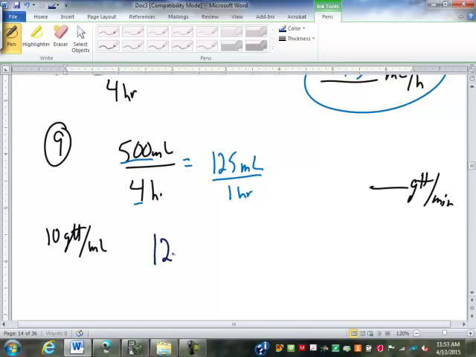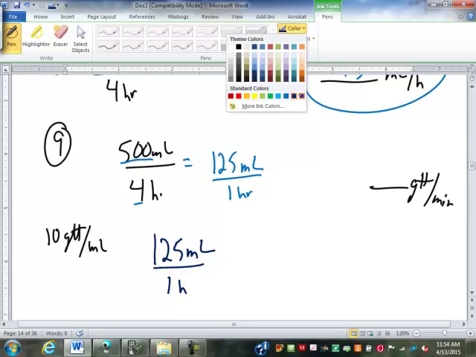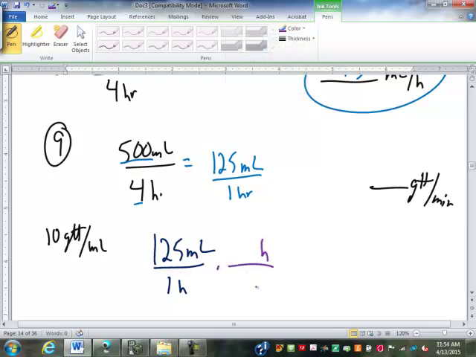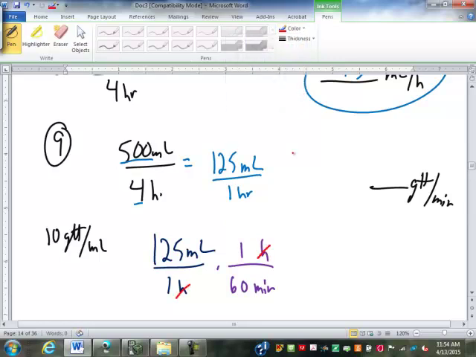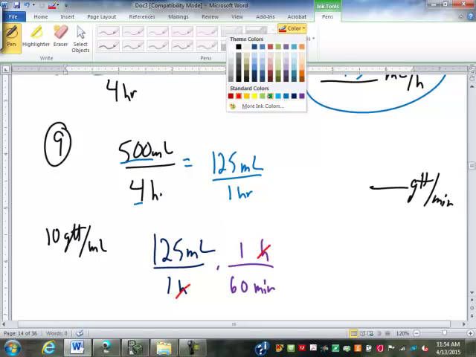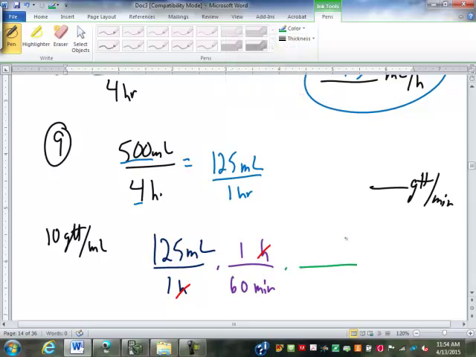Next, I'm going to convert that into minutes. Hours on top, minutes on bottom. 1 hour is 60 minutes. That's going to give me milliliters per minute once the hours cancel out. And I want drops per minute. So I'm going to go to my next step right here as well. I'm going to put drops per milliliter to cancel out the milliliters. So 10 drops in 1 milliliter.